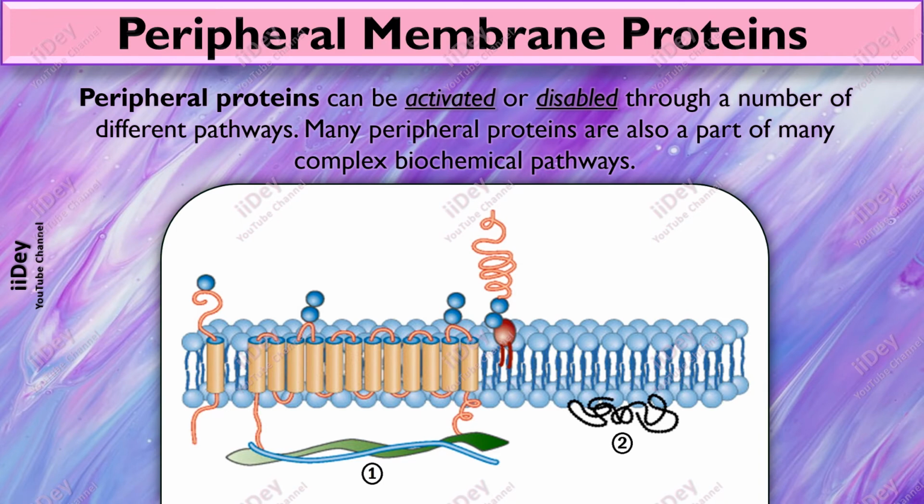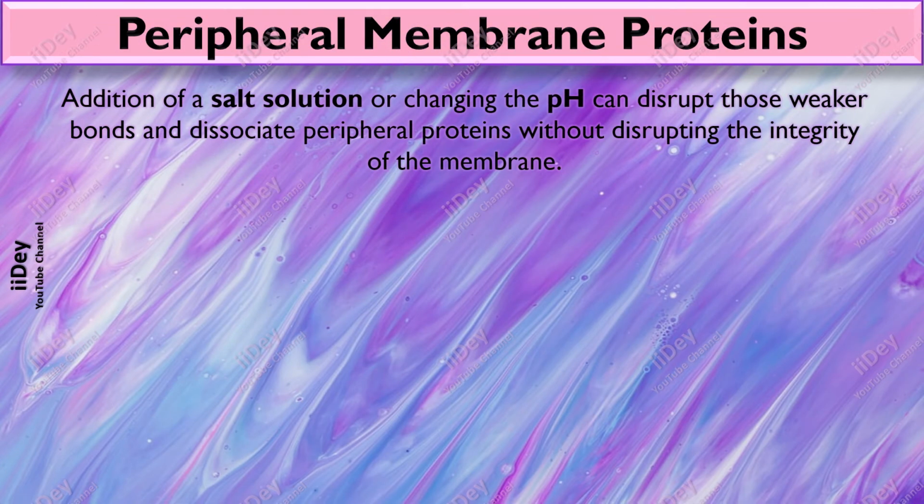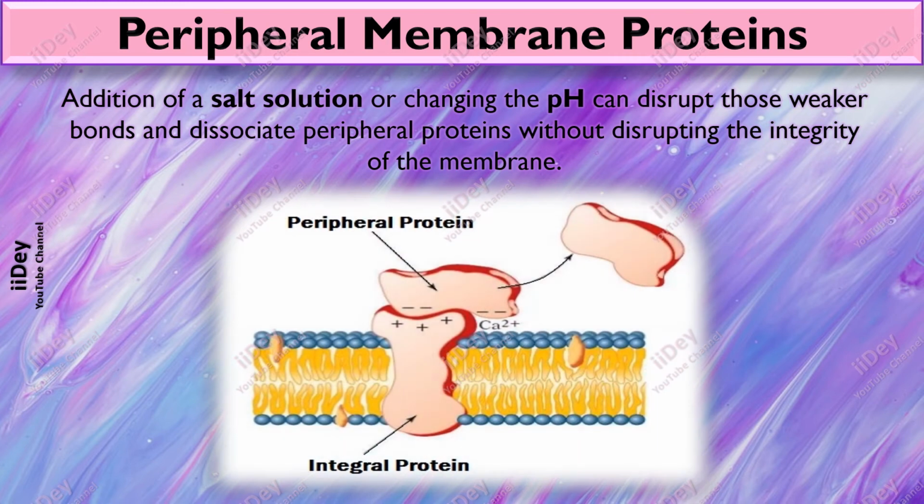Peripheral proteins can be activated or disabled through a number of different pathways. Many peripheral proteins are also a part of many complex biochemical pathways. Addition of a salt solution, or changing the pH, can disrupt those weaker bonds and dissociate peripheral proteins without disrupting the integrity of the membrane.